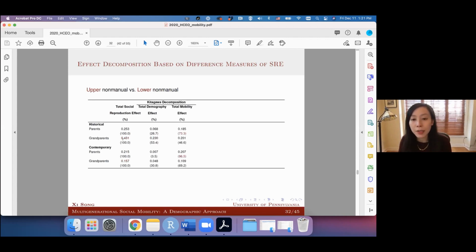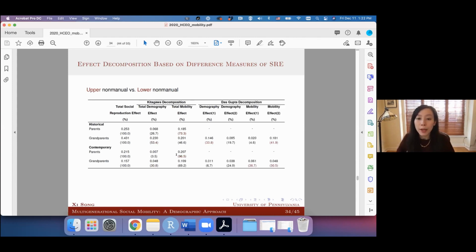If we decompose this into demography effect and mobility effect, for the historical period, mobility explains more than 70% of the effects, but now it explains even more. So the indication here is that most of the multi-generational influence works through mobility rather than demography, because of the demographic transitions that happened in the US over the past century.